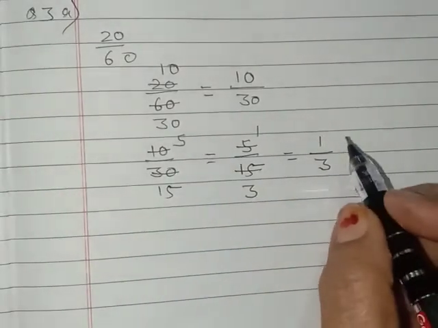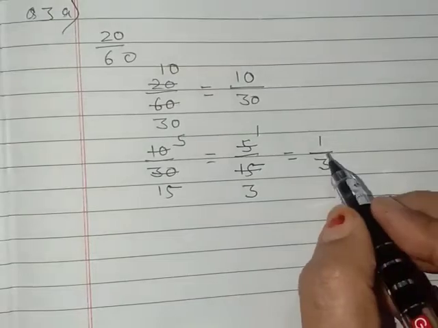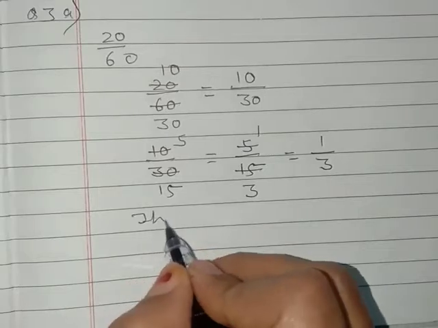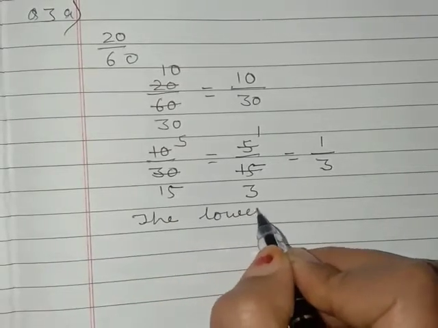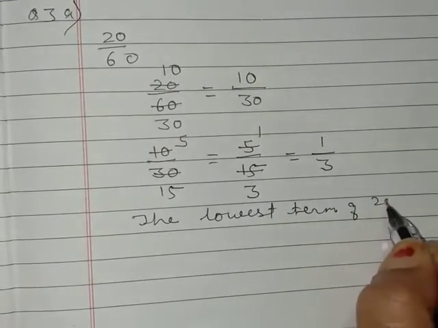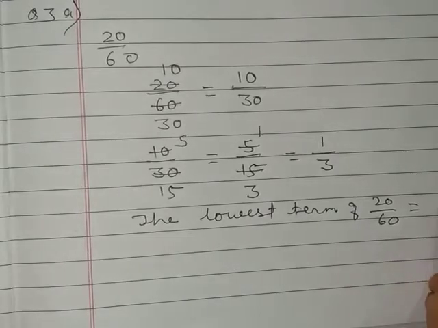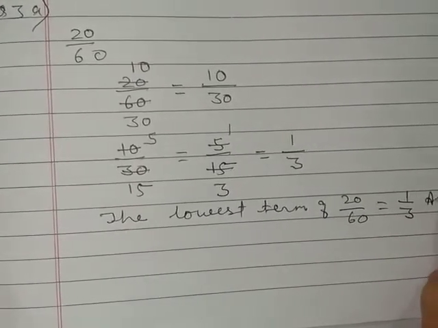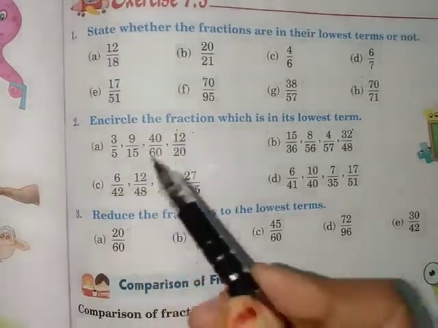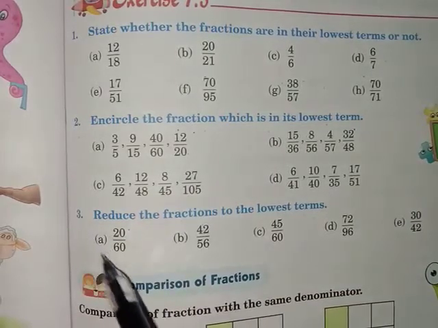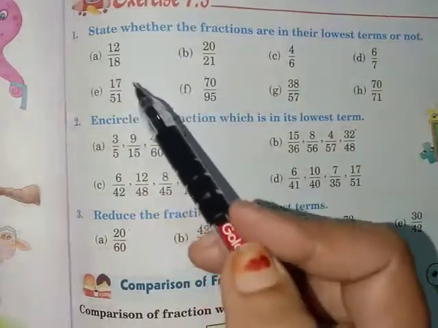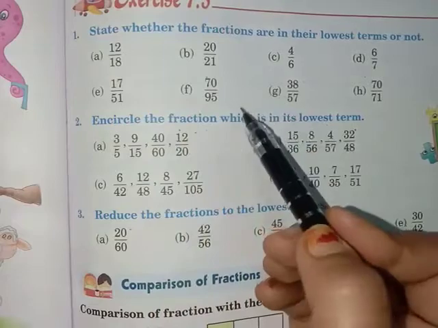Now we can see that this fraction has only 1 as a common factor. So we can say that the lowest term of 20 upon 60 is equal to 1 upon 3. Answer. Okay, like this you have to solve all of question number 3, B, C, D, E and F, and do the complete exercise 7.3 in your maths notebook.